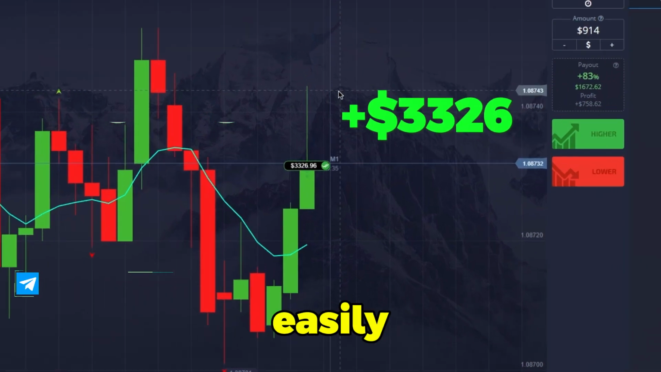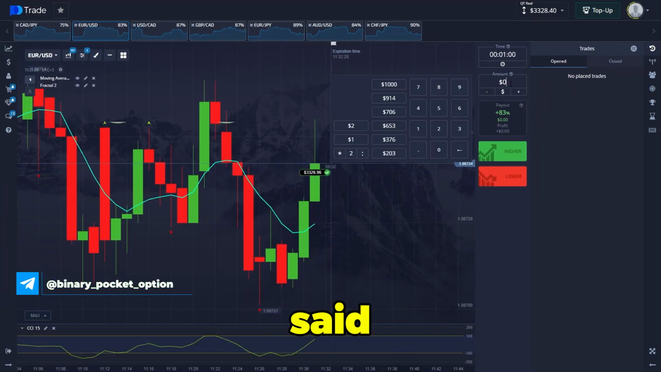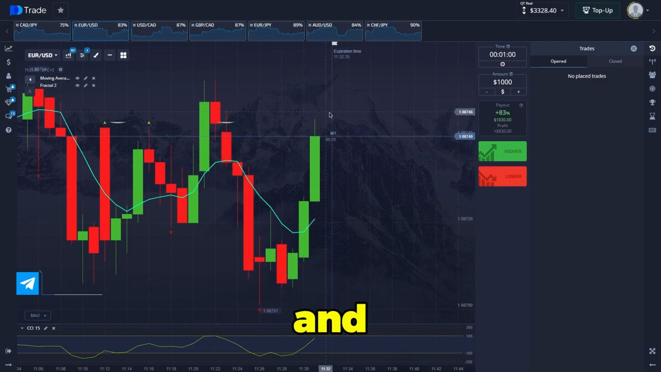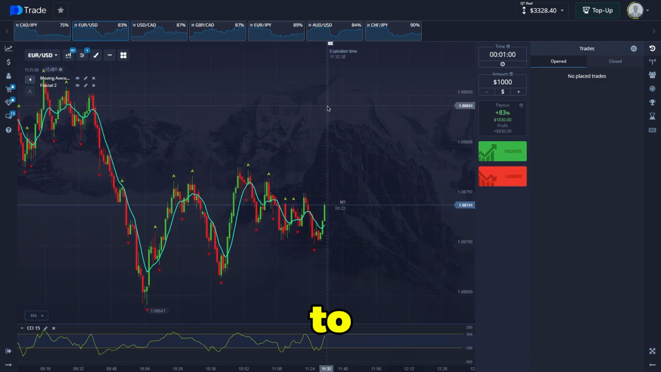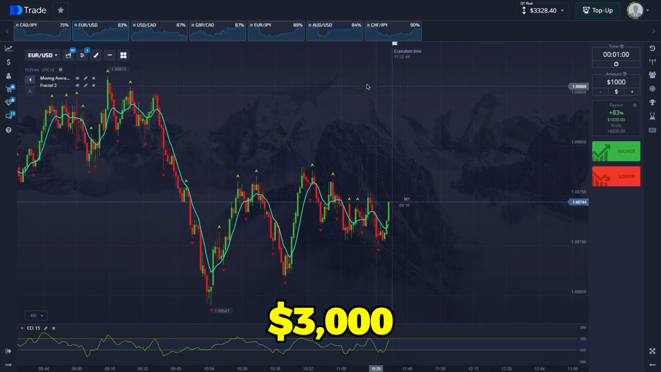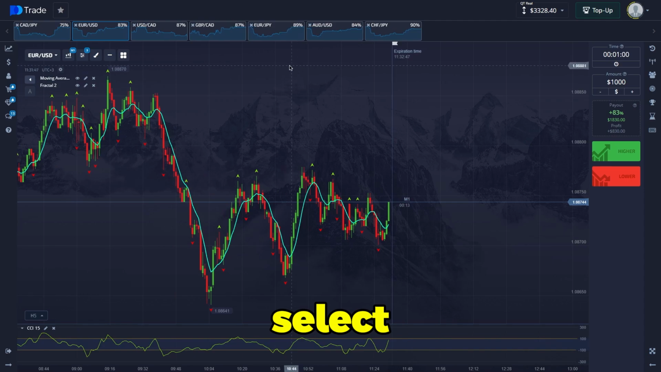And our trades are easily closed at a plus. As I said, the pullback should have a stronger character. This candle has successfully shown it to us, and our trades are fixed at a plus. To consolidate the result, we will open the final trades in the amount of $3,000, proceed to the analysis, and select the next currency.